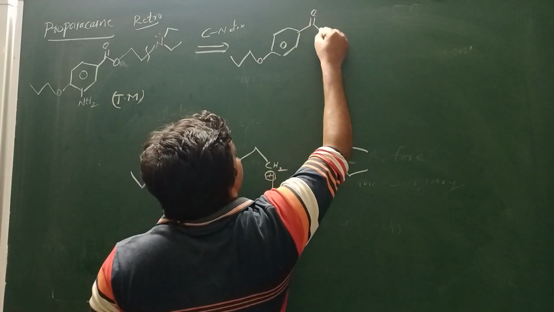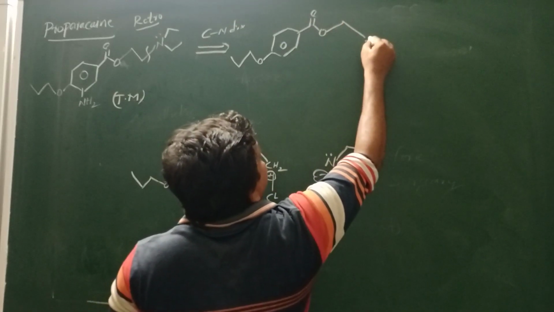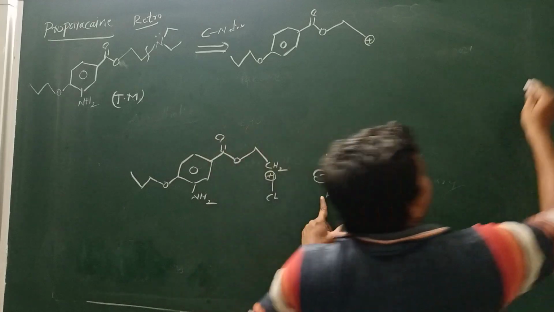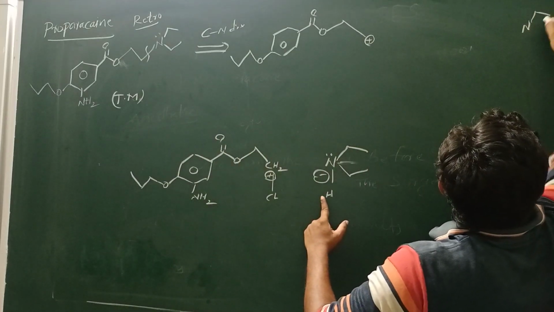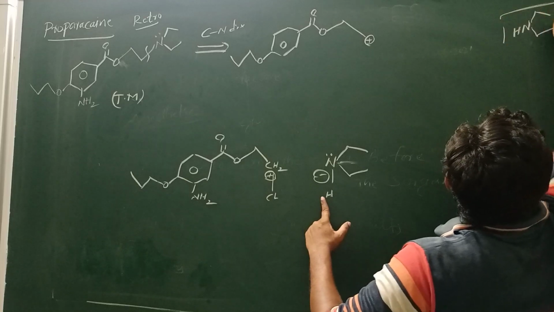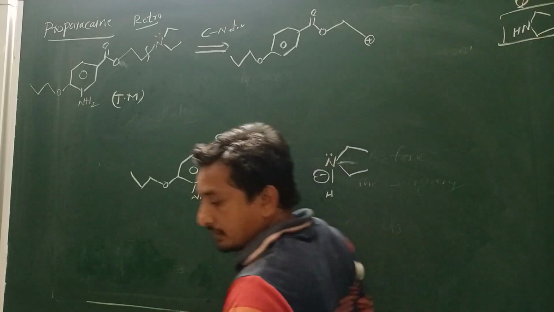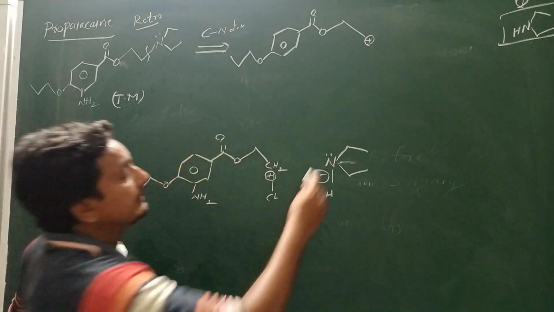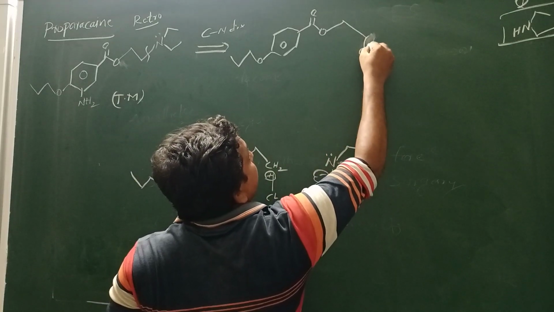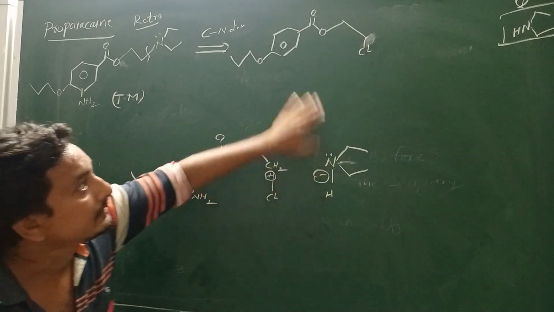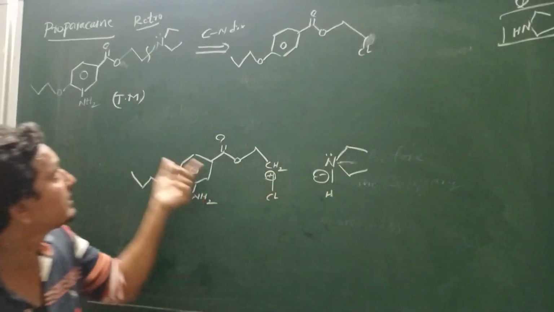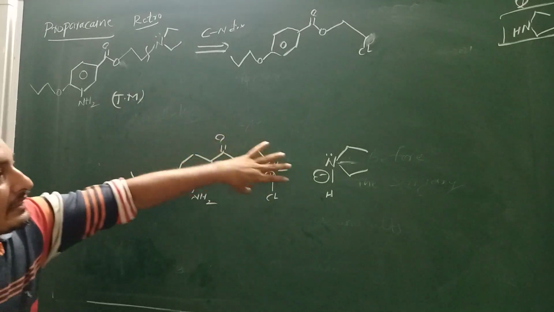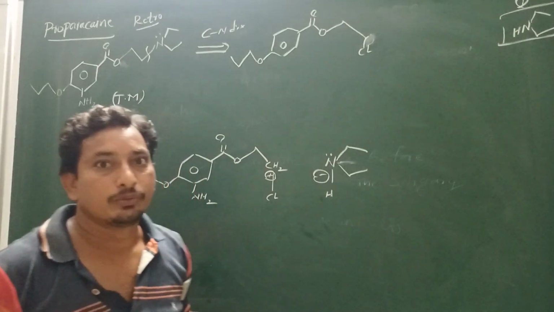C double bond O, plus charge. One of the compounds is completed, that is the reactant molecule, like this nitrogen. This is reactant molecule 1, completely disconnected. The synthetic equivalent is like this, Cl minus. These are synthons, and these two are synthetic equivalents. These are fragments of the target molecule associated with plus or minus charge, so they are called synthons, and these synthetic equivalents are Cl and NH2.